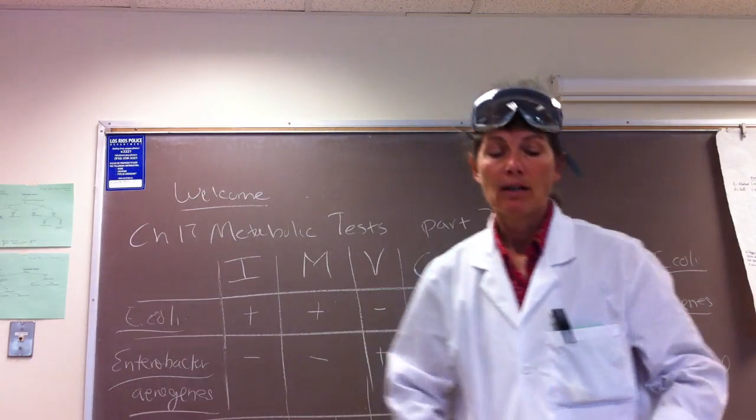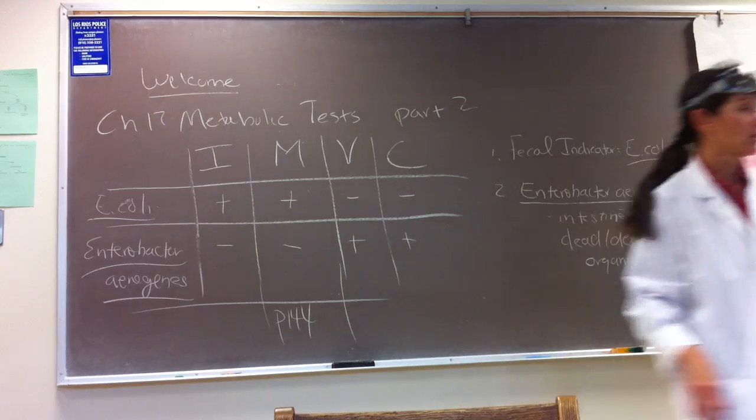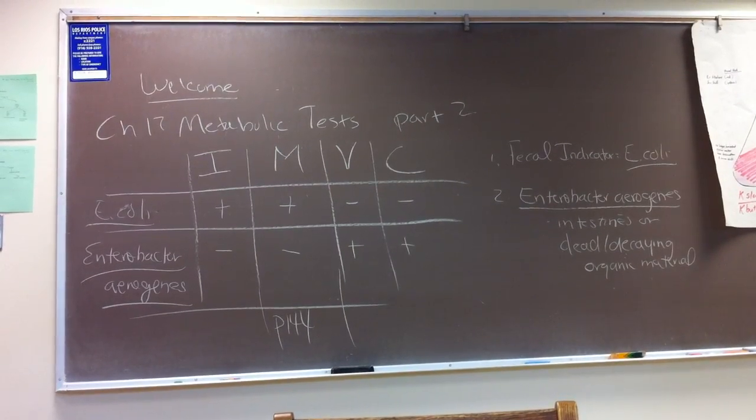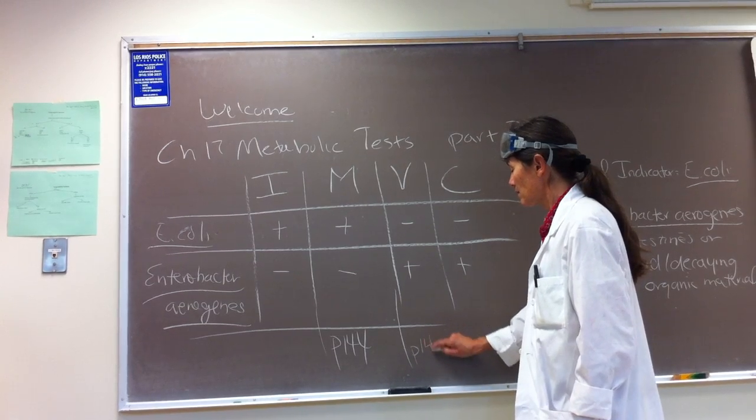Dynamite, you guys. Okay. The next one is the Voges-Proskauer test, and it too, the description is on page 144. Okay. Now this is the nasty one, you guys. This is the nasty one.